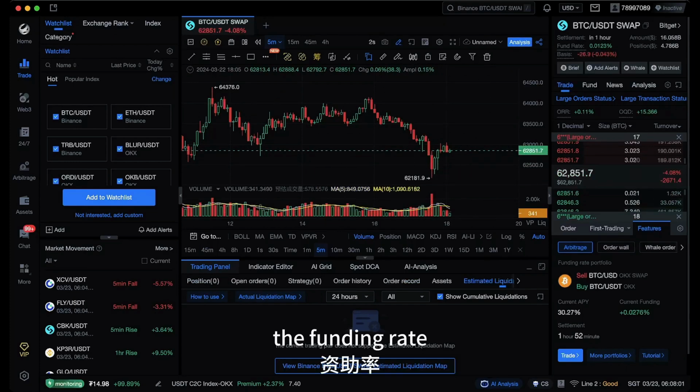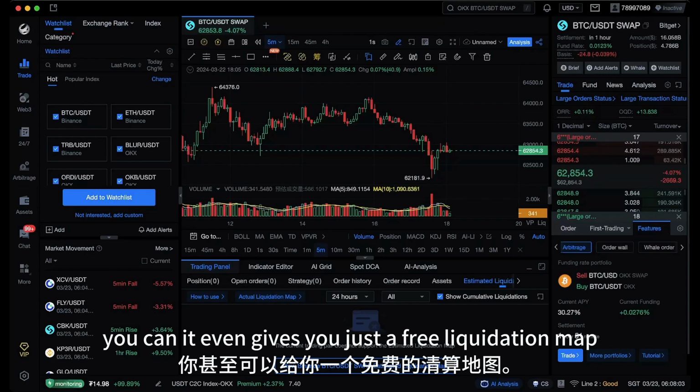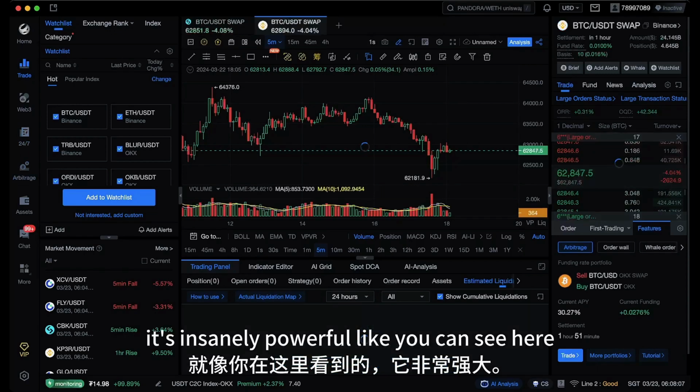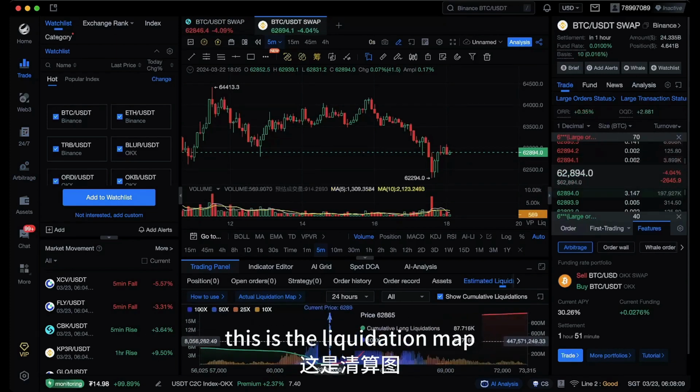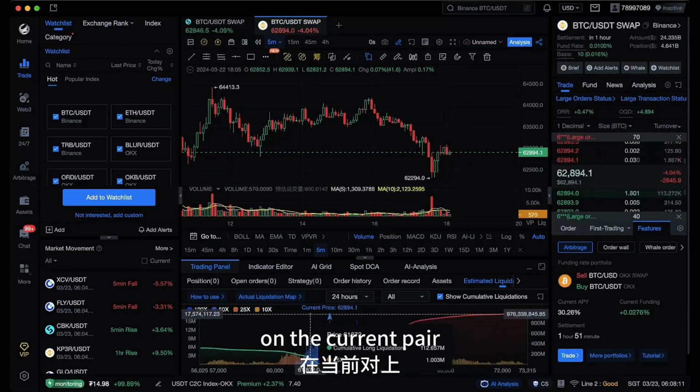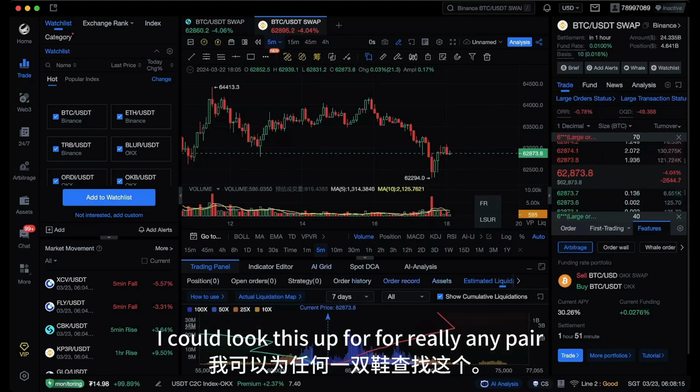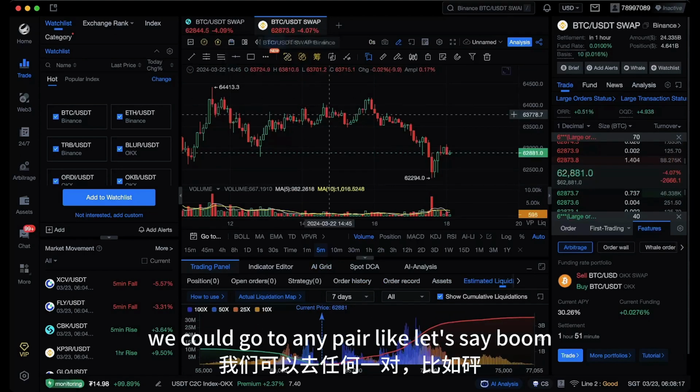Now, again, there's a lot of things we can do. We can look at order walls, whale orders, the funding rate, a lot of things. It even gives you a free liquidation map. It's insanely powerful. You can see here, this is the liquidation map, or where people are going to get liquidated on the current pair, which is BTC.